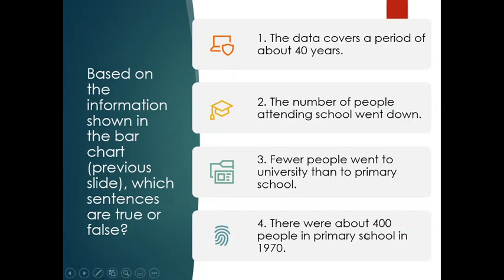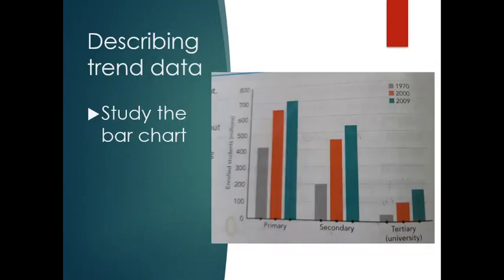All right, and there were about 400 people in primary school in 1970. So primary school, 1970. So this is the data, 400. This is false. Now you have to make sure that you are looking at the right information. You have to take a look at the information in this part. See, what's written here is that enrolled students, millions. So it is not 400, but it's 400 million.